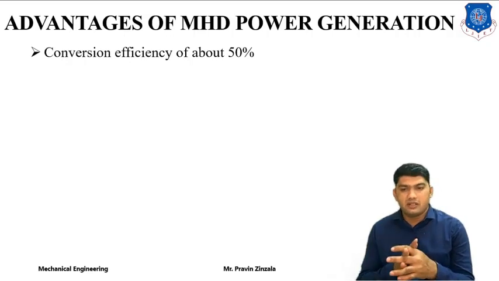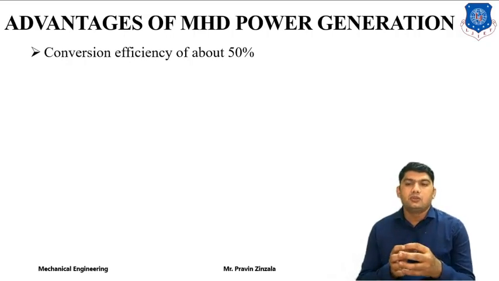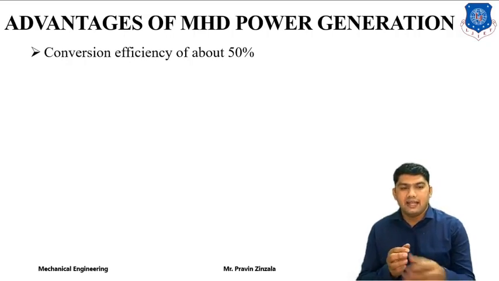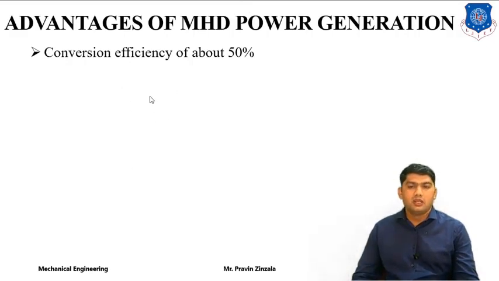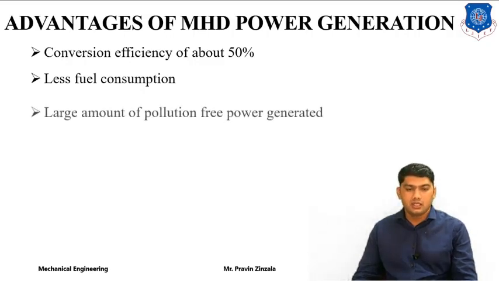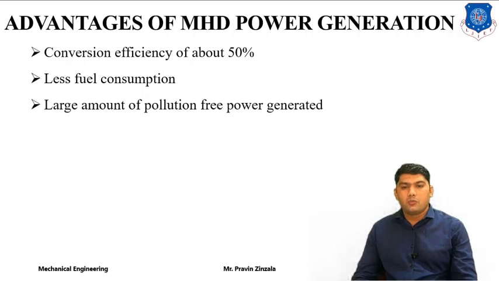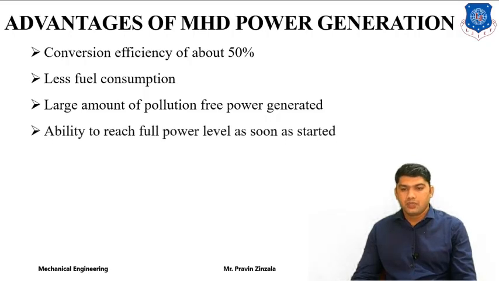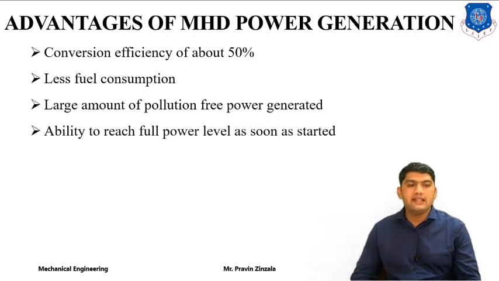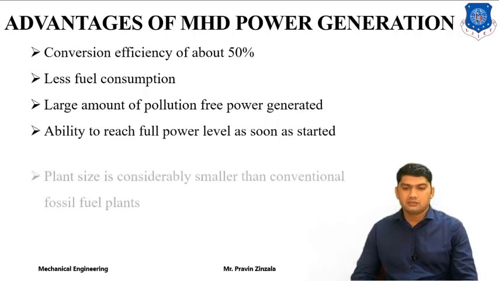While in MHD power generation, we directly supply the hot energy to the magneto dynamo and we can generate electricity. So the advantages of MHD power generation are: conversion efficiency is near 50%, less fuel consumption compared to a conventional power plant, large amount of pollution-free power generation compared to our thermal power plant, and the ability to reach full power level as soon as it is started, meaning it starts quickly compared to a thermal power plant.